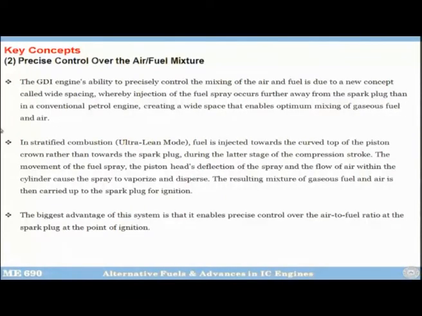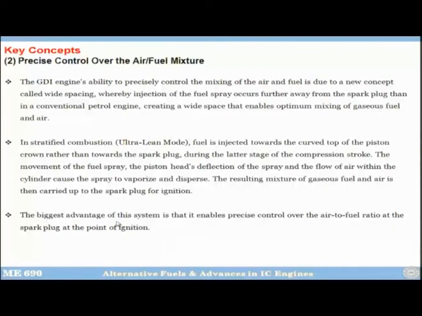Finally, all the fuel, whether it is diesel or gasoline, has to get converted to vapor form before it mixes with the air. So once it becomes gas, then it mixes with the air, and this wide spacing allows optimum mixing. In stratified combustion mode or ultra lean combustion mode, fuel is injected towards the curved top piston crown rather than towards the spark plug during the later stages of the compression stroke. The movement of the fuel spray, piston heads, displacement of the spray and flow of the air within the cylinder causes the spray to vaporize and disperse. The resulting mixture of the gaseous fuel and air is then carried up to the spark plug for ignition.